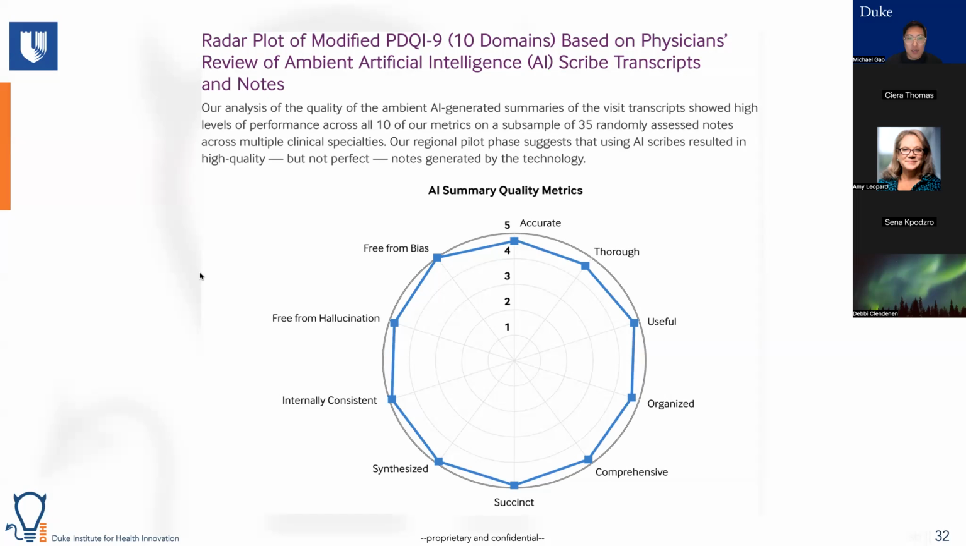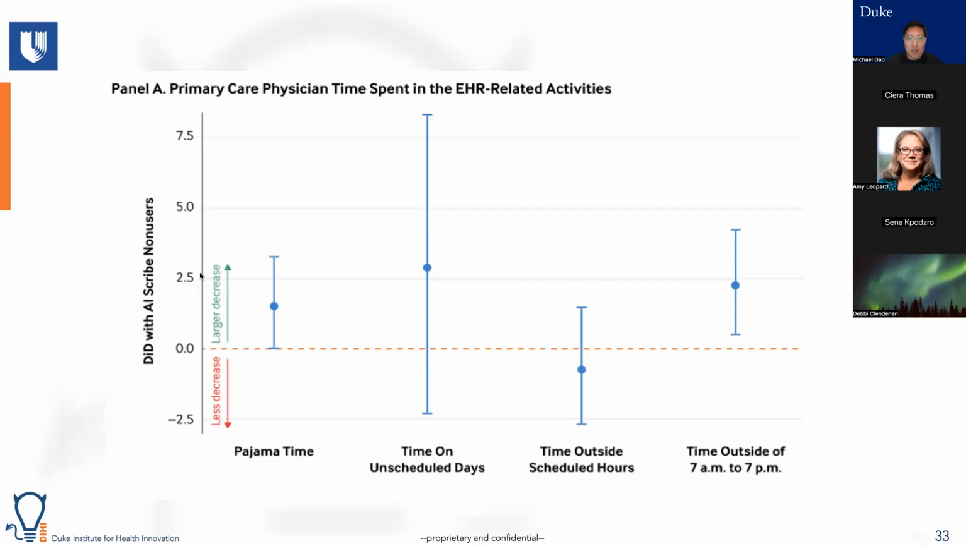In addition to that, this is just the quality of the AI summary. They also looked at impact metrics. We talked about before that this is just looking at the accuracy and so on of the generated output. What they also cared about was, does this actually impact physicians who are using these tools? So they surveyed physicians on how they spent less pajama time, or time on unscheduled days, or time outside of scheduled hours.